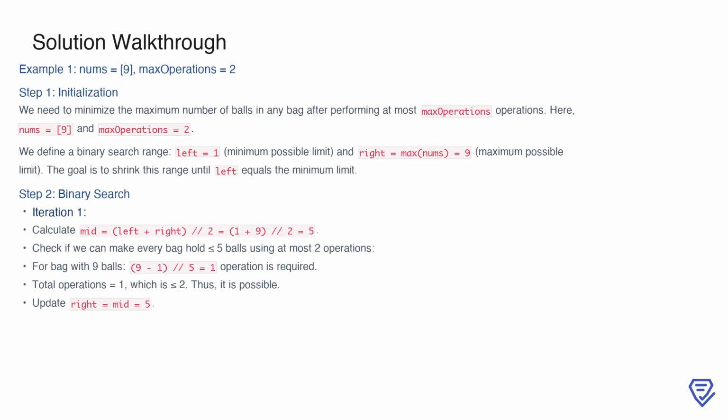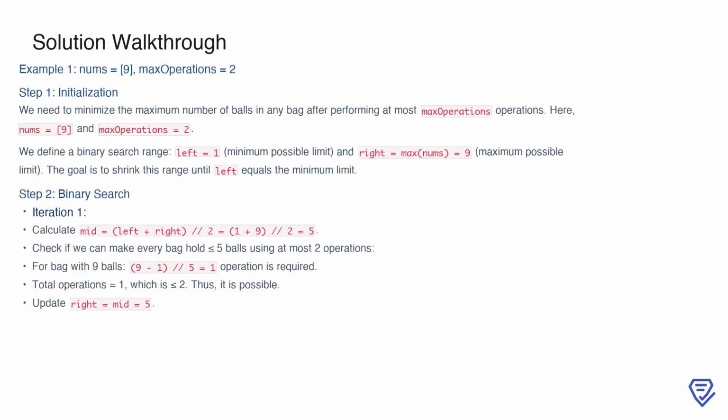To begin solving this problem, let's take a simple example where we have one bag containing 9 balls, and we are allowed to perform at most 2 operations. Our goal is to minimize the maximum number of balls in any bag after performing these operations. To achieve this, we use binary search to find the minimum possible limit.